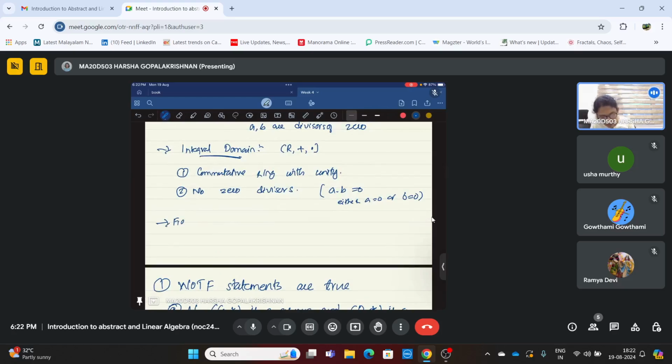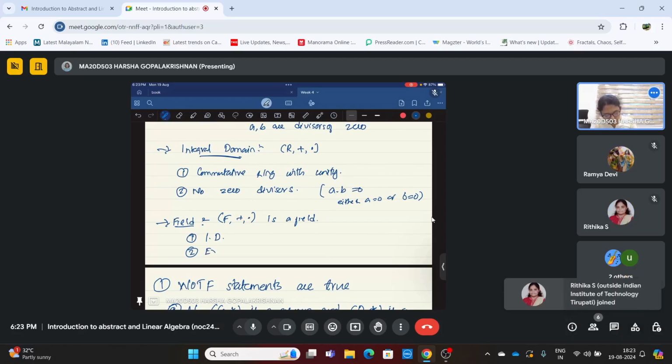Now we will say what a field is, and then we will stop this revision and go to the questions. Again, a field we will denote with (F, +, ·). It is a field if, first of all, it is an integral domain. This means it should be a commutative ring with unity and it should not have any zero divisors. And the second one is that there should exist a multiplicative inverse.